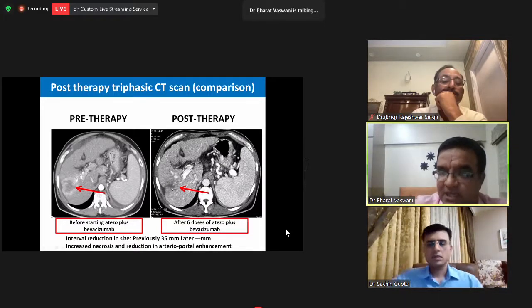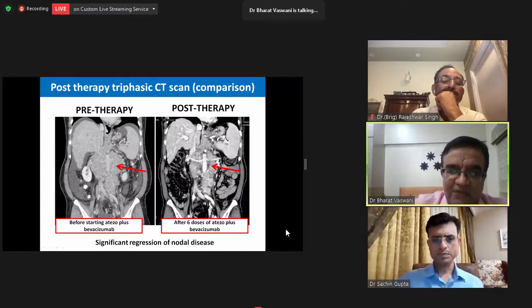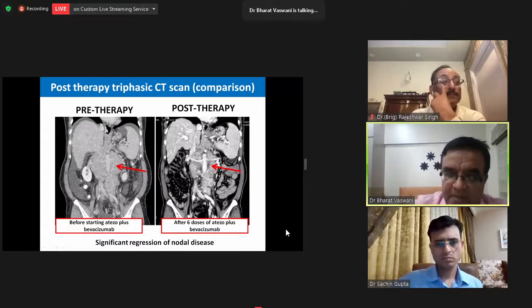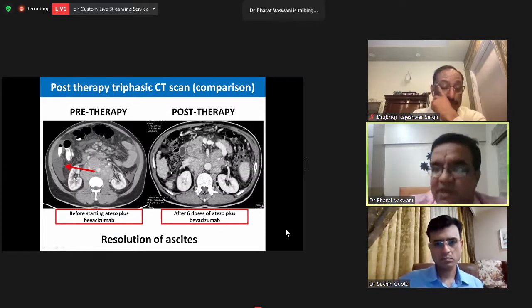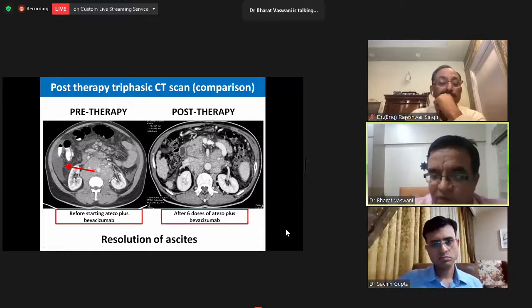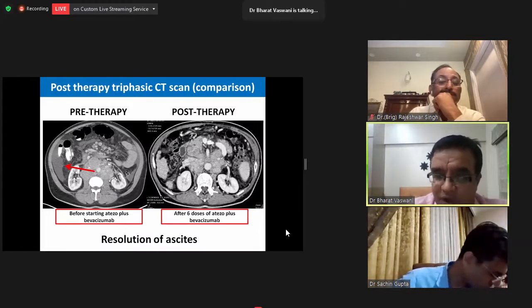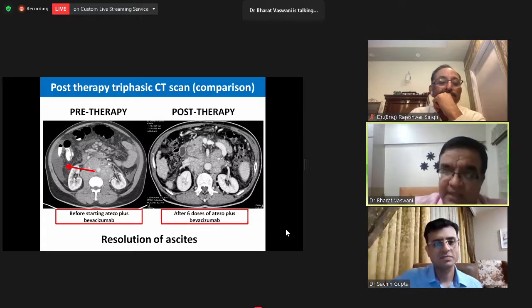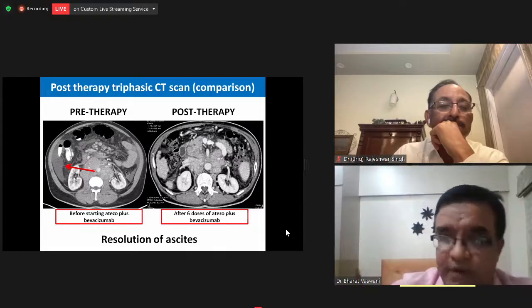After 6 cycles, there is no liver lesion at all. The extensive lymph nodes have all disappeared. There are necrotic lymph nodes present now. There is no ascites. So a patient who was hardly able to move is absolutely asymptomatic now. Actually, the patient developed grade 2 hepatitis and was started on steroids, difficult to taper. Ultimately, we came down to 7.5 mg steroid and continued with atezolizumab. This patient is absolutely healthy and coming to us from Orissa every 21 days.